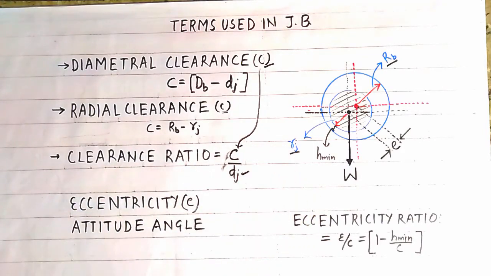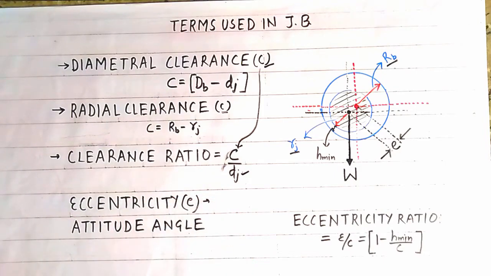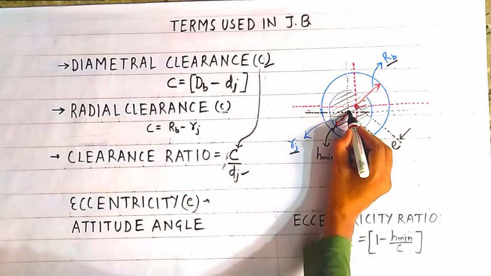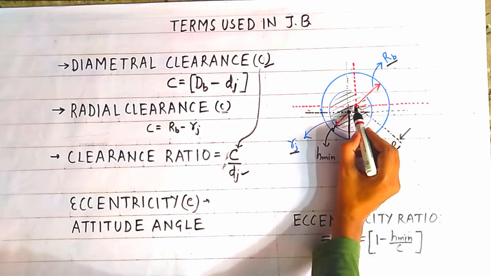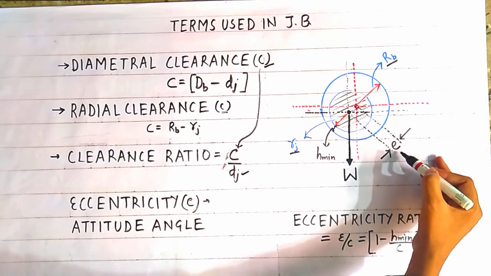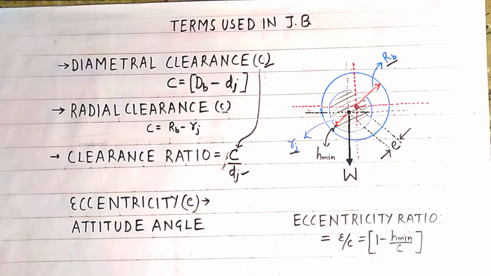And the next thing is the eccentricity. Eccentricity is the radial distance between the center of the bearing and the center of the journal. So this is the center of the bearing and this is the center of the journal. The distance between this center and this center is called the eccentricity. So eccentricity can be found very easily.